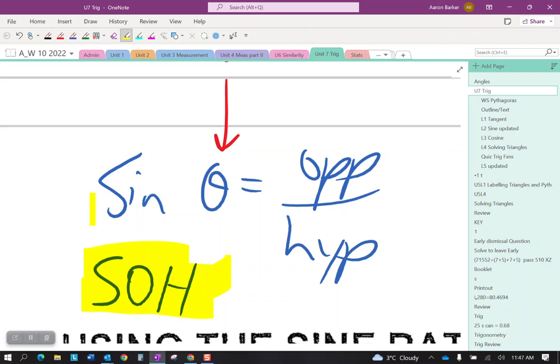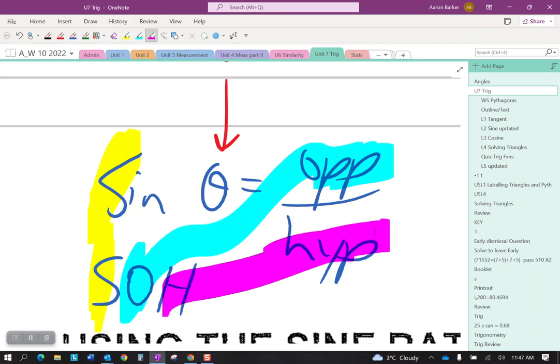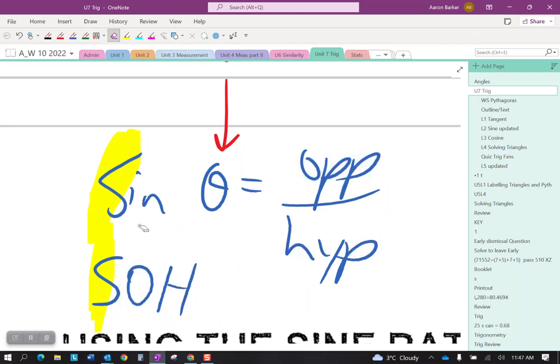So the S in SOH stands for sine theta. The O stands for opposite side. And the H stands for hypotenuse. It's the order of the sine ratio. The sine ratio is sine theta equals opposite over hypotenuse. Write that down.